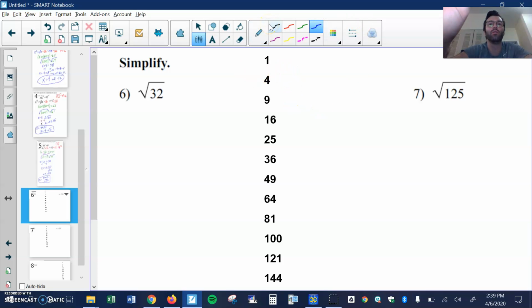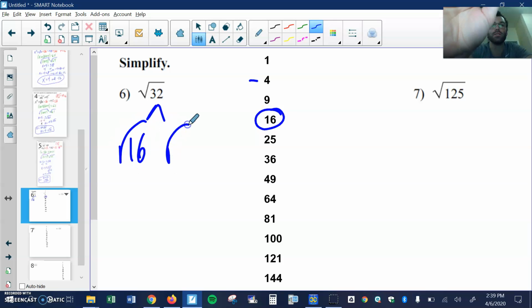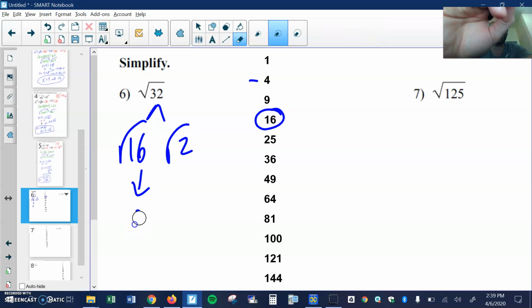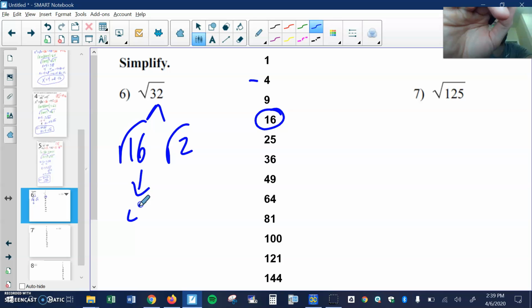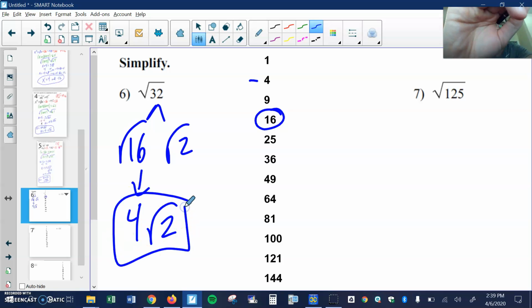So I know that 4 multiplies into 32. However, that's not the largest. The largest perfect square is 16. So when I simplify this, I would simplify it as the square root of 16 times the square root of 2. I know the square root of 16 is 4, and there is no square root of 2, so that simplifies to 4 root 2.